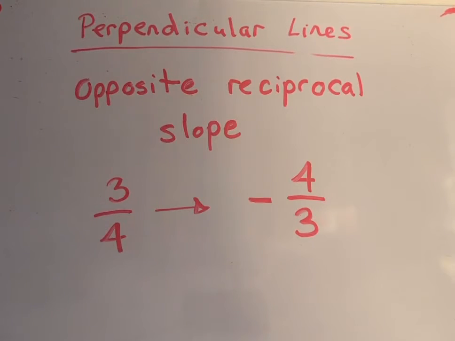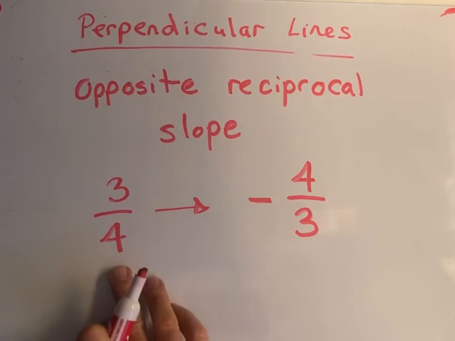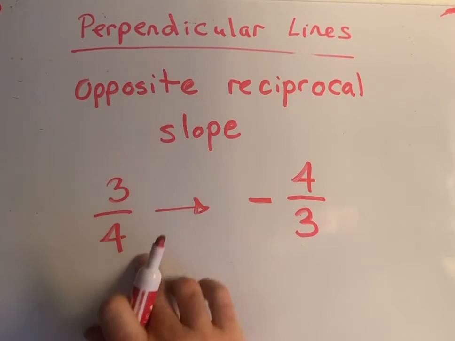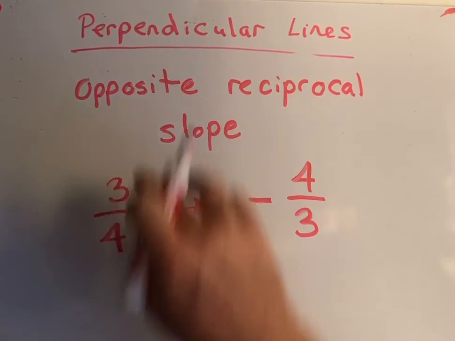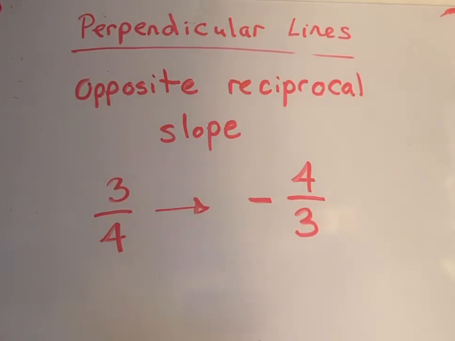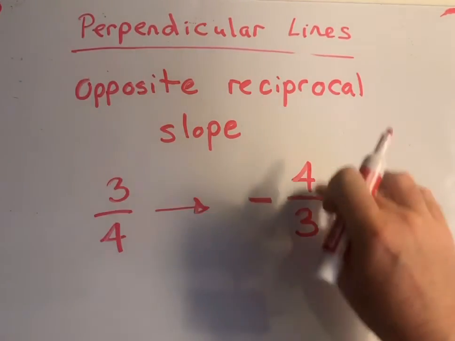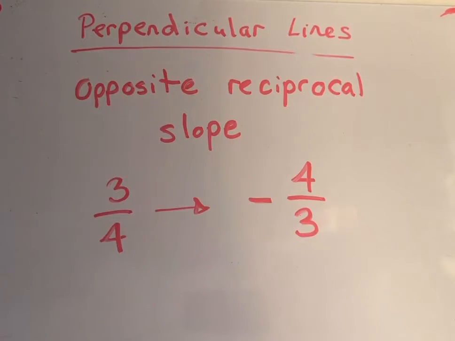Okay? So if there was a line and it had a slope of 3/4, the line that would be perpendicular to that line would have a slope of -4/3.